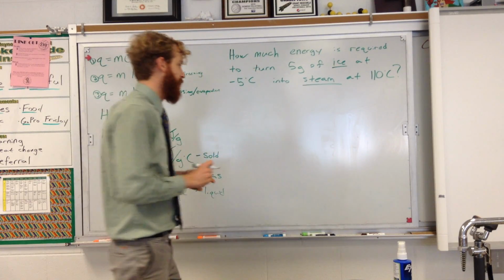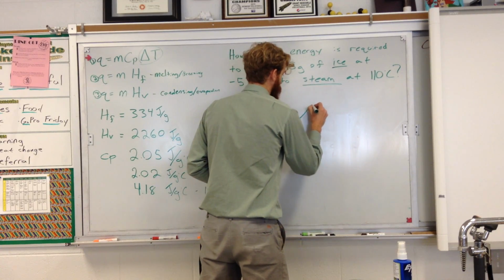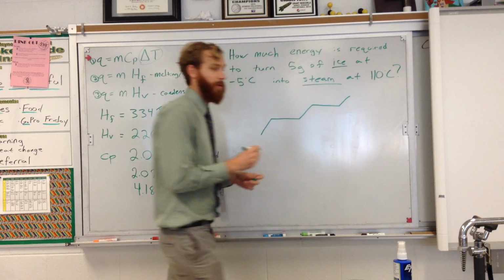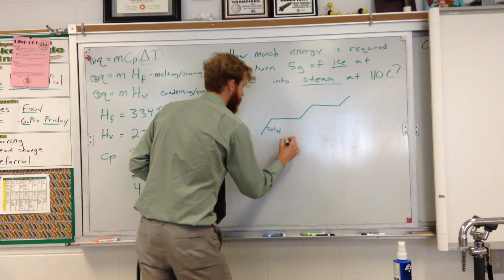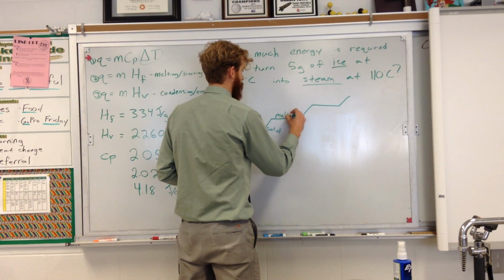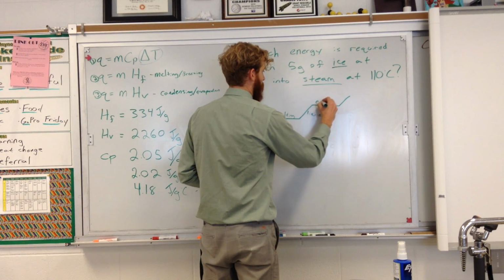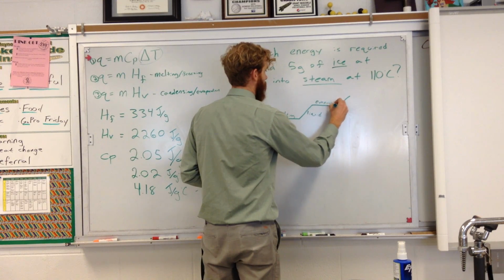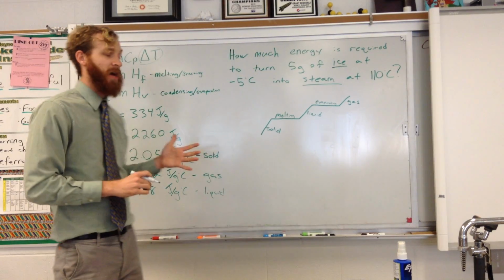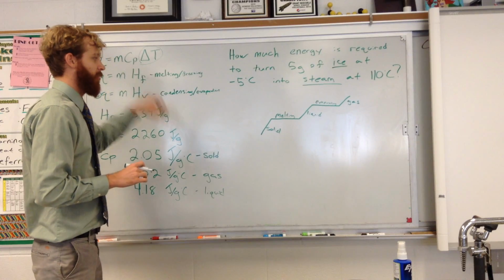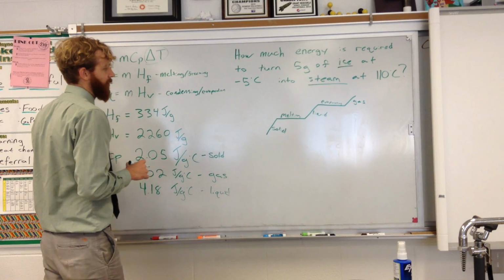Remember, the heating curve of water looks something like this. Here's our heating curve of water, where we have solid, it's melting here, liquid, and evaporating here or boiling, and then our gas. So we have to break this question down into 5 different segments. So I'm going to do all 5 of them, and then we have to add them up to get the total. So I'm going to start with the solid.